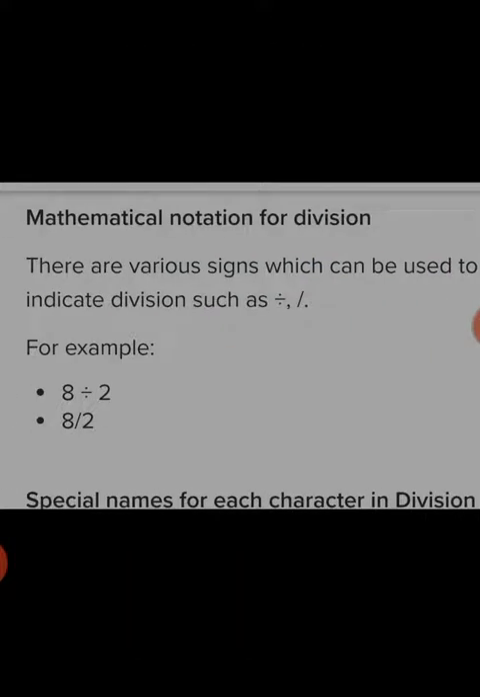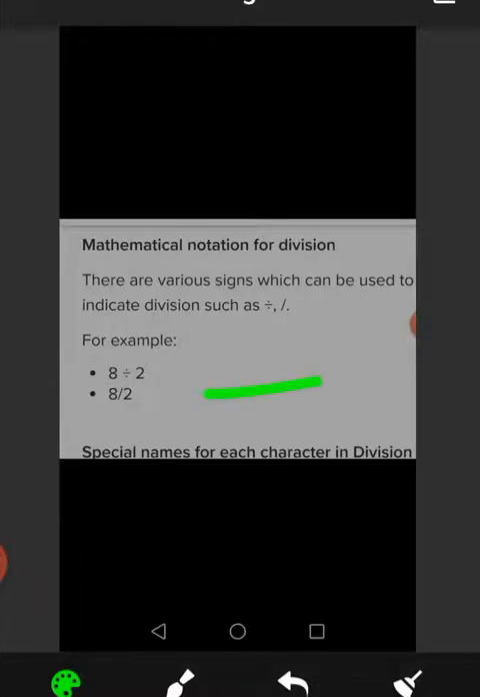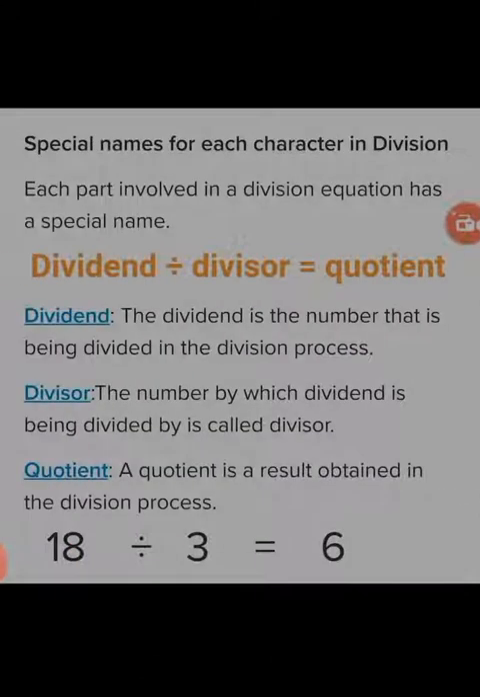Now the mathematical symbol you will use for division is this. This symbol is used for division. Now each part involved in a division equation has a special name. First is dividend and divisor, then third is quotient.